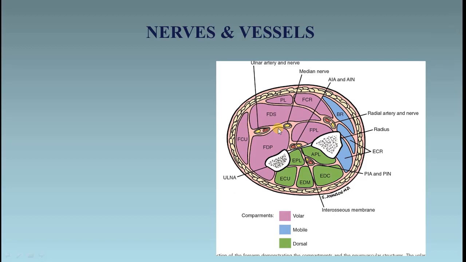Now mainly you should write the root value, especially for the limbs, and then how it terminates, its branches, and what structures it supplies, whether it is going to supply any muscle, whether it is going to supply any joint. That is more important rather than describing the course.